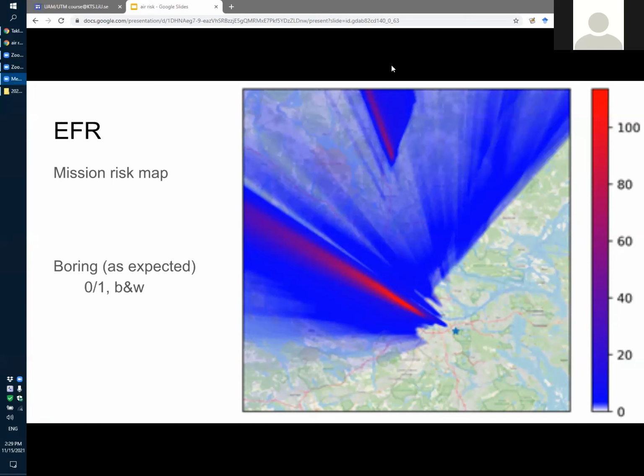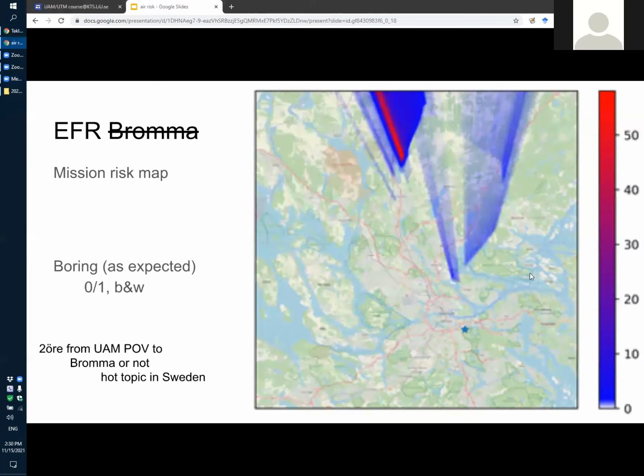So in this sense, the mission risk map is boring. It's really a 0-1 or black and white map. I mean, do fly here, do not fly here. And there is this quite clear boundary between the no-fly zones and the zones where it's safe to fly from the point of view of the air risk, from the quantitative assessment of air risk. Okay, so that's the map, and maybe now you can try to see that underneath here we do have Stockholm, so maybe you recognize some of Stockholm's features.